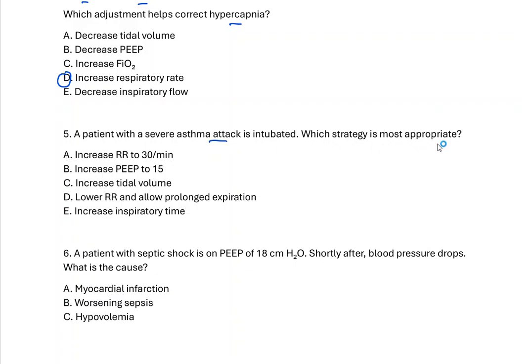The next question here, a patient with severe asthma attack is intubated. What strategy is most appropriate? Remember, like we said, with asthma attack, the rate needs to be on the lower side. So the best answer there will be lower respiratory rates to allow prolonged expiration.